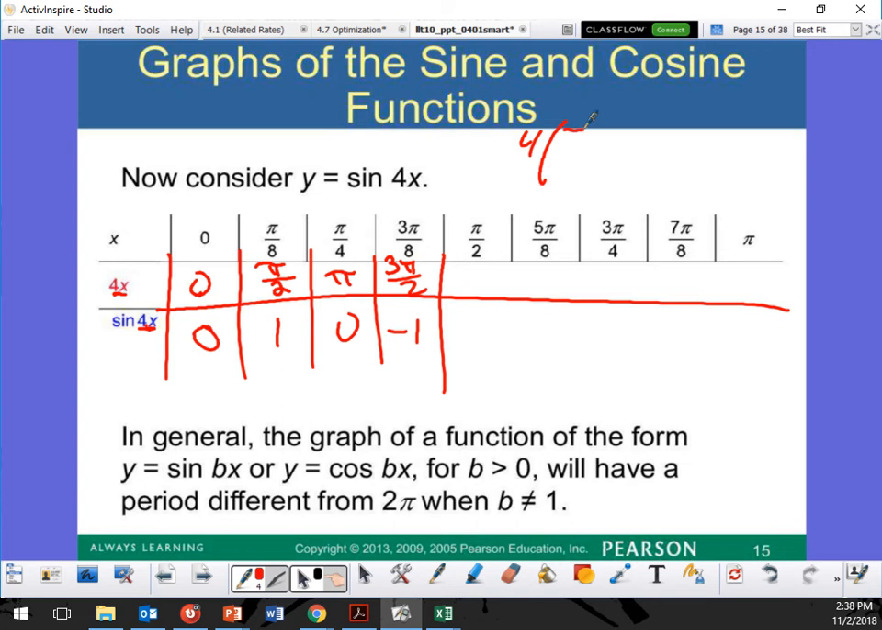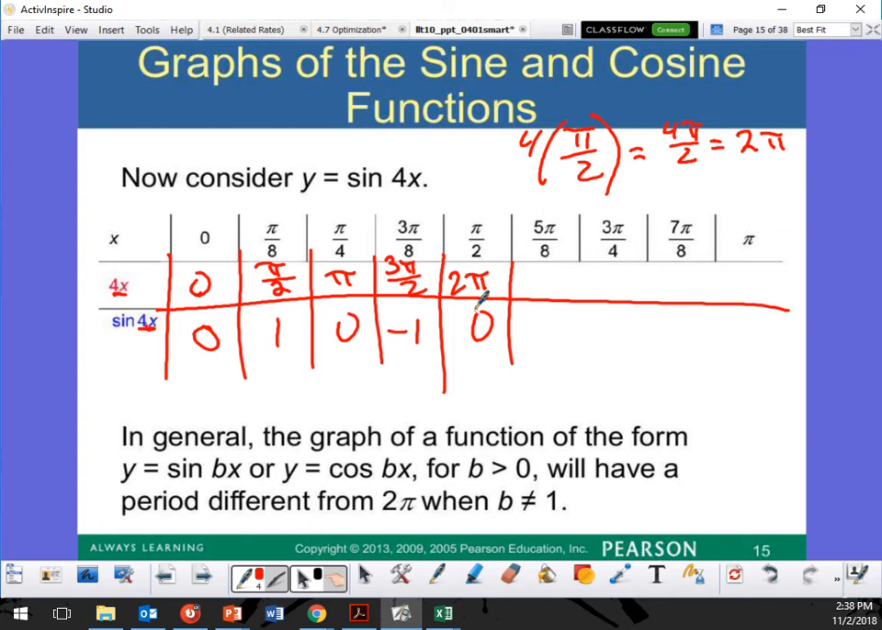Four times pi over 2. What does that give me? 4 pi over 2, which reduces to 2 pi. Very good. So this is 2 pi. So what's sine at 2 pi? 0.